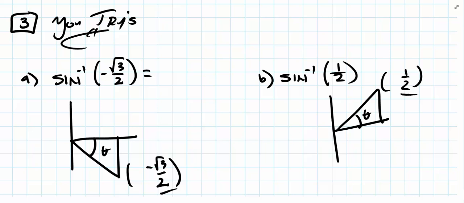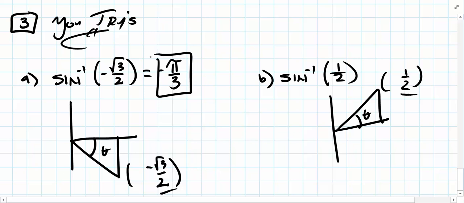Negative pi over 3. That's what I got for that one, okay? I got a pi over 6 for part B. Do we agree with that? Yes. Awesome. Great. Okay, here we go.